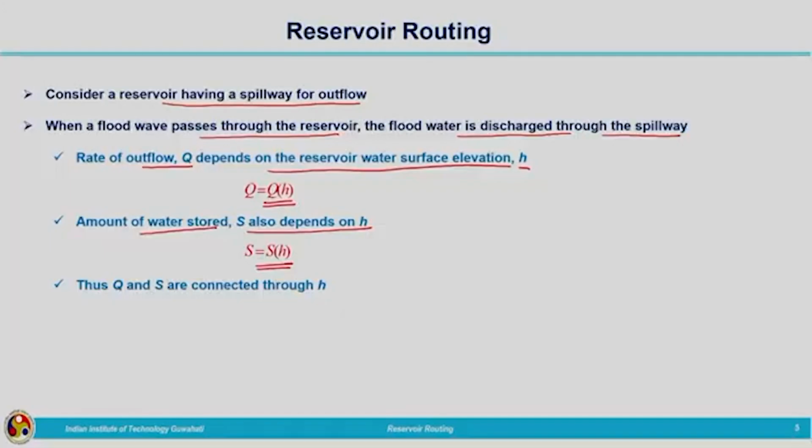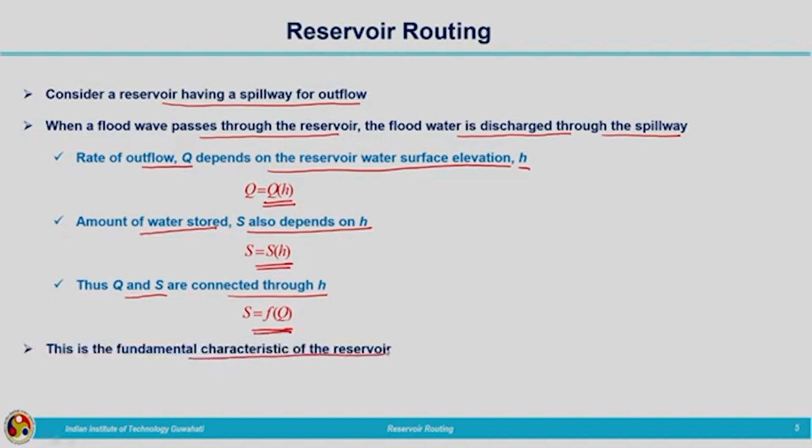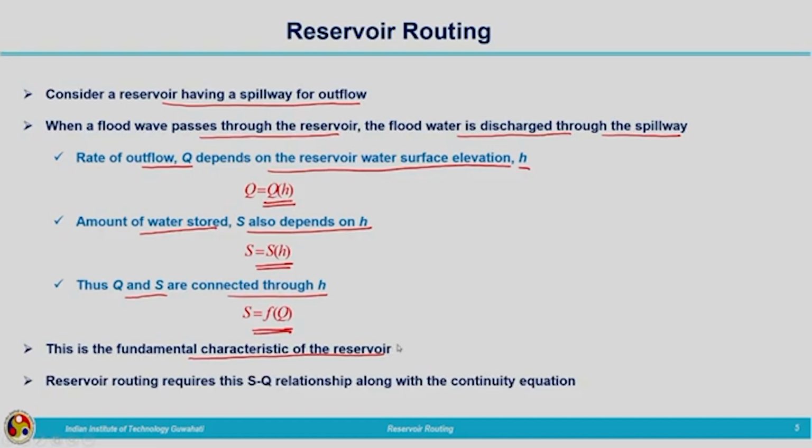So, what can we conclude? We can conclude that S is a function of Q. Through these relationships, Q and S are connected through H. So, that can be written as S is a function of Q. This is the fundamental characteristic of the reservoir which is utilized for carrying out the reservoir routing along with the continuity equation.